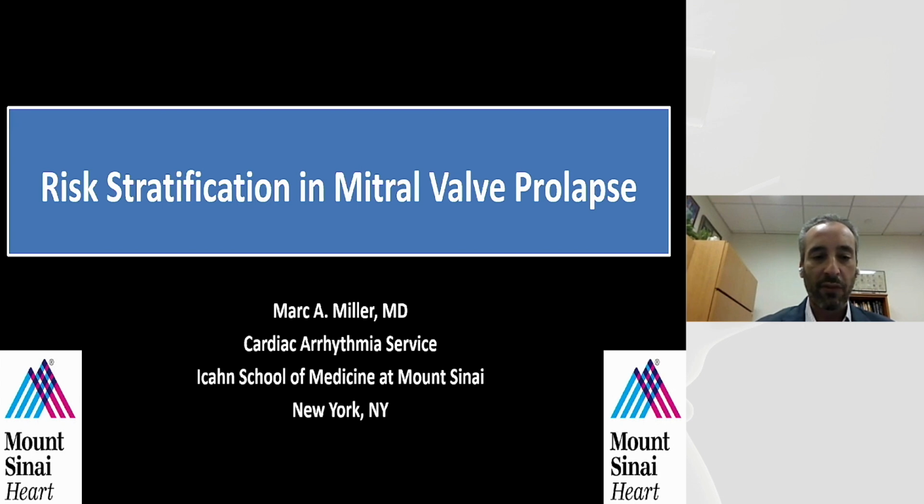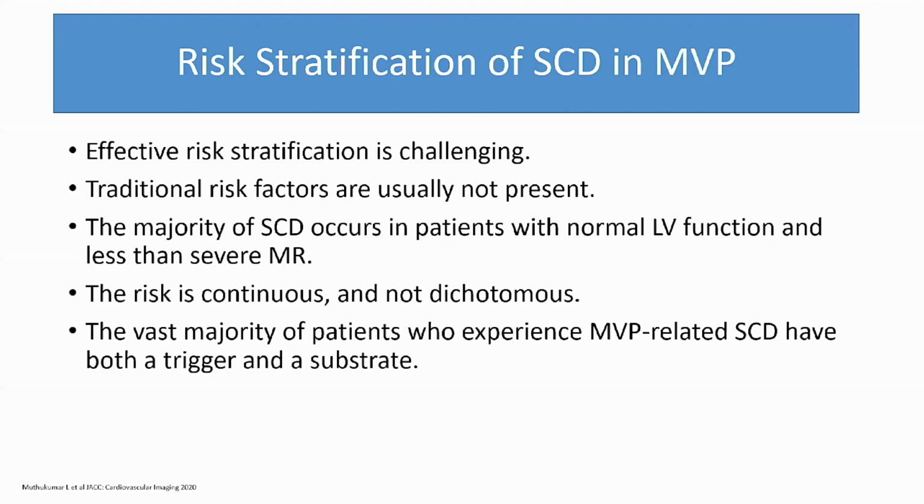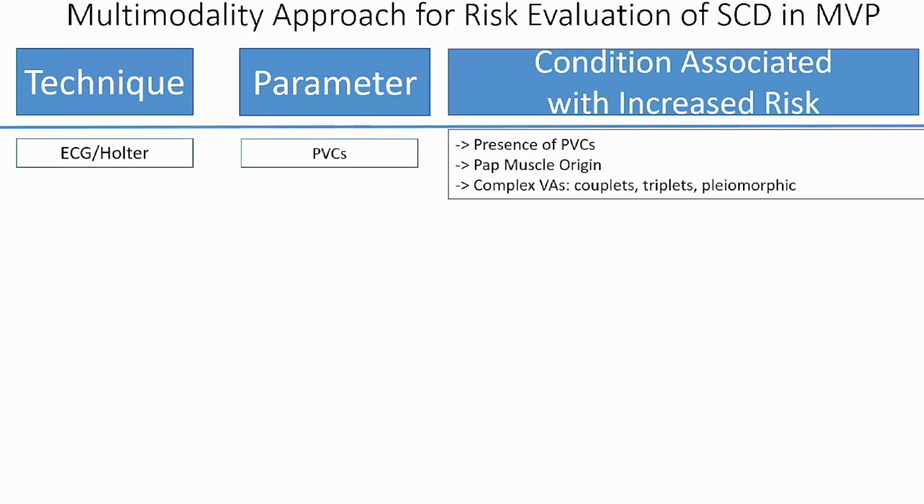I've been asked to speak about risk stratification and mitral valve prolapse. Effective risk stratification is challenging. Traditional risk factors are usually not present. The majority of sudden death occurs in patients with normal LV function, less than severe MR, and the risk is continuous and not dichotomous. So I'd like to take a multimodality approach to risk evaluation of sudden death in MVP.